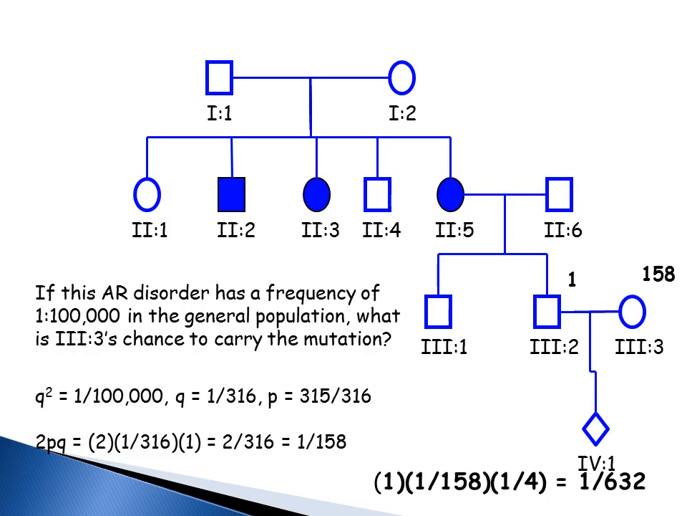If you were to do the Hardy-Weinberg calculations, you can have a disease such as this one. And if you wanted to determine the chance that a specific individual is going to carry the mutation, you can follow the mathematical calculations and determine that 1 out of every 632 individuals are at risk of carrying this mutation.